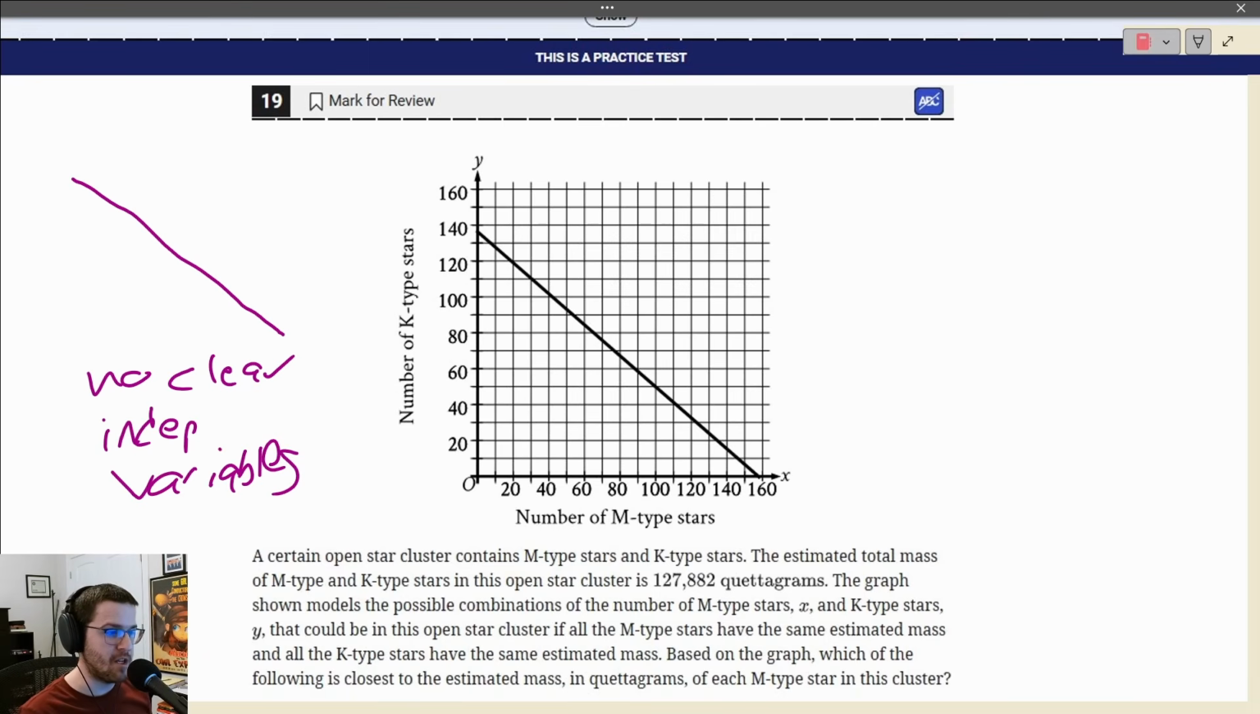Anyway, so when you get a problem like this, the crux of the problem is usually to pick out one of the intercepts. So I'm just going to pick out both of them. So there and there. So that first one is maybe 0, 138.